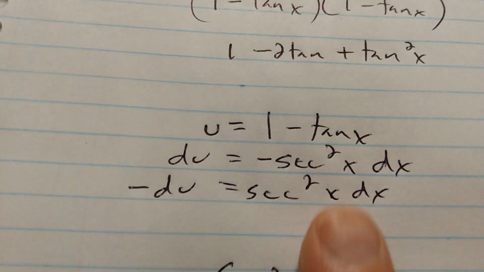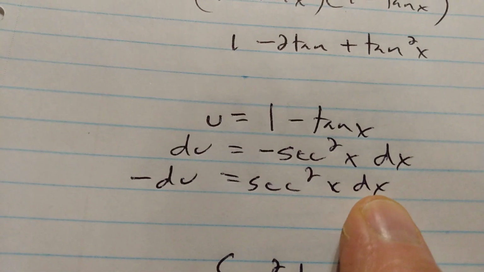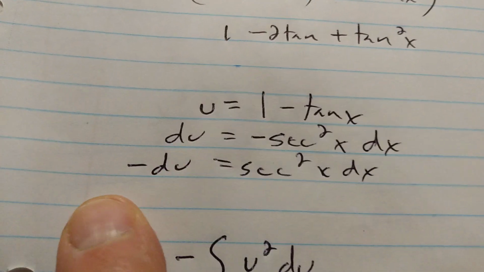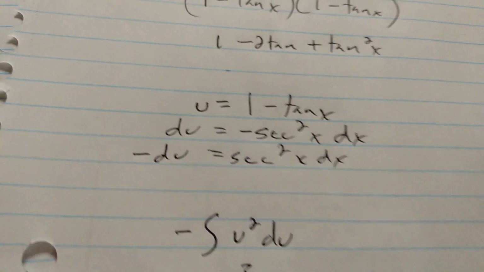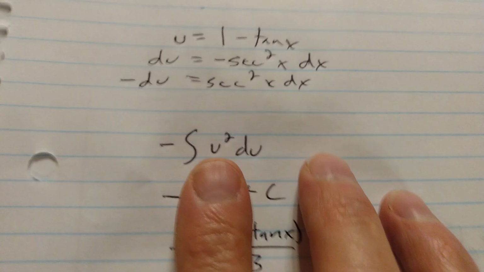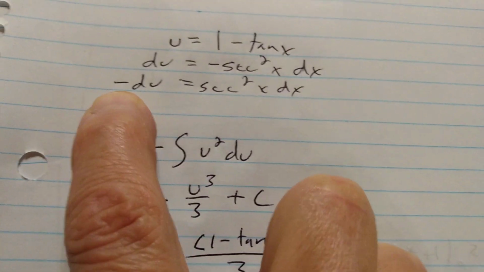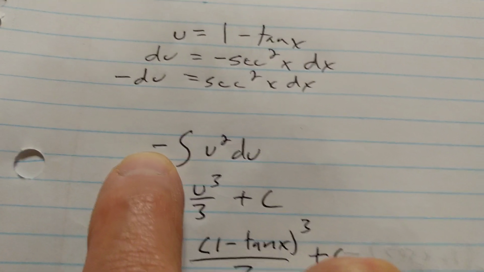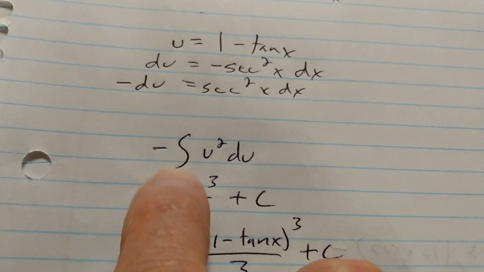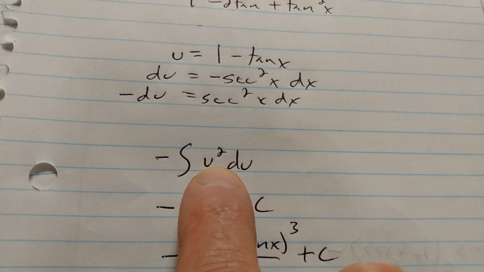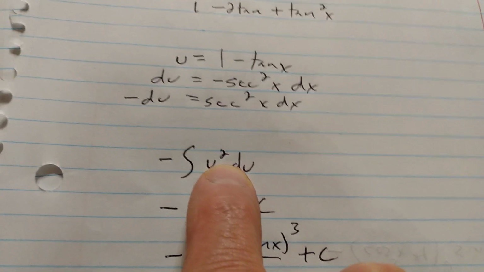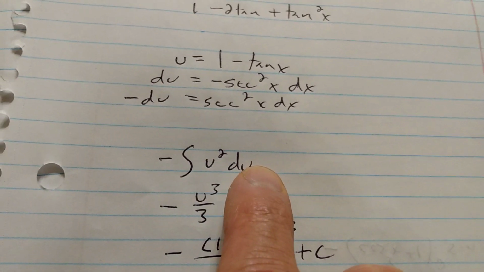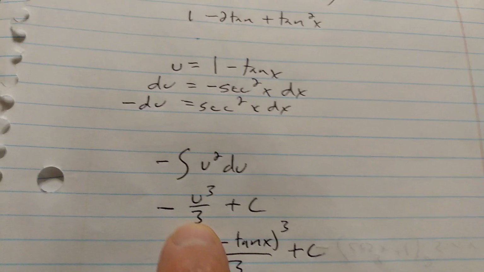Now, I needed the secant squared x dx. I didn't need that negative, so whatever, I multiplied both sides by -1, divided by -1, however you want to think of it. Then I put it in U substitution. So the minus sign goes out front, and it was U squared because it was 1 minus tan x, the quantity squared. So U squared du made the calculus super easy.